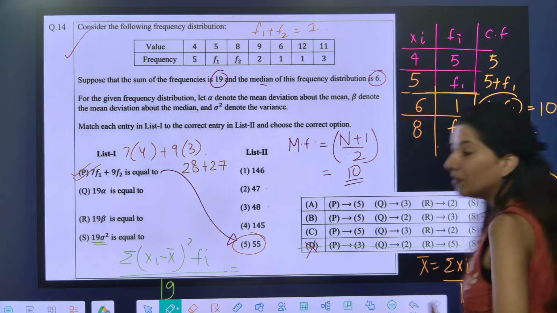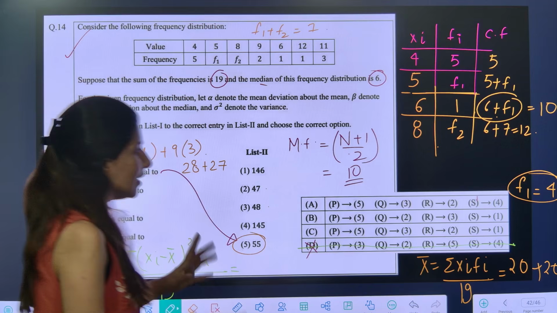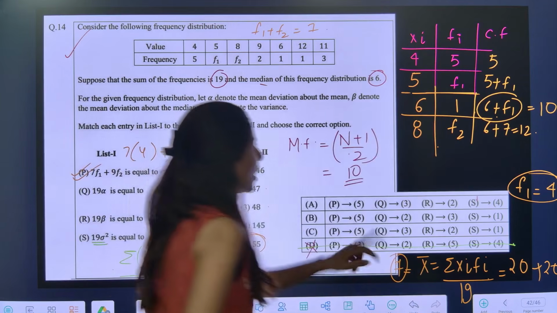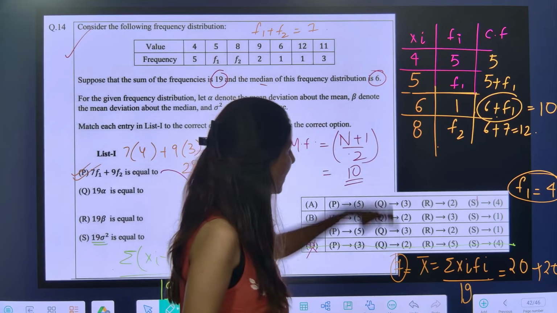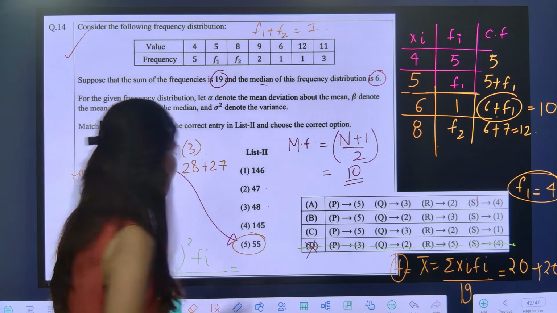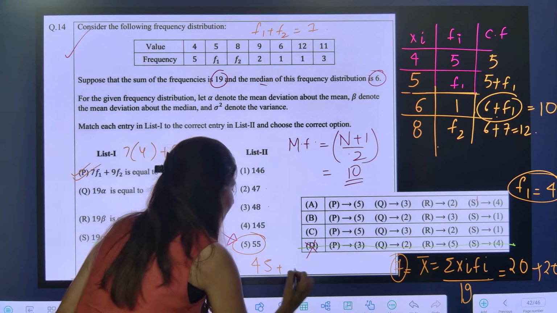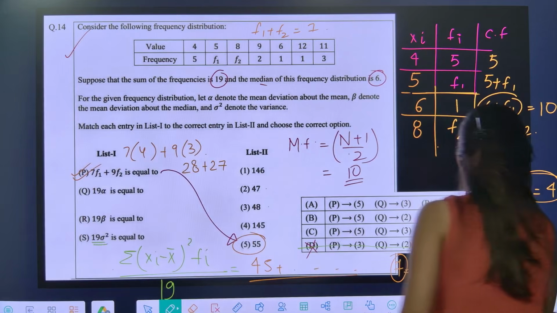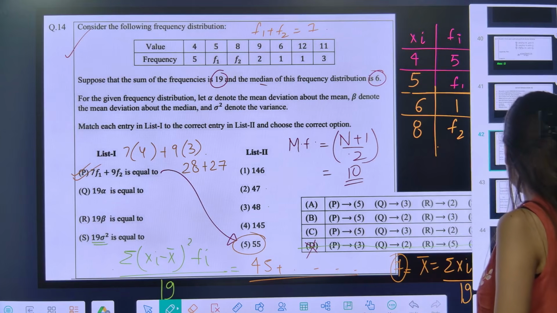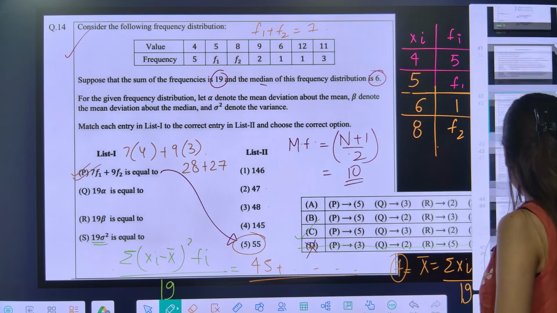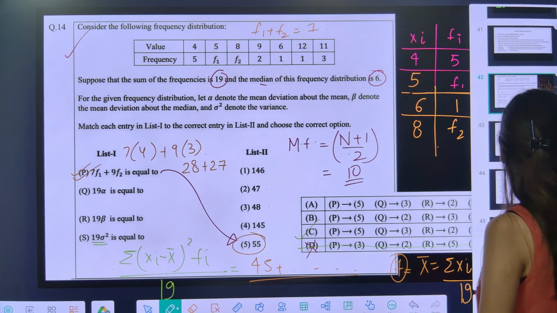So calculate the mean. Once you calculate it, the mean will be 7. Now 4 minus 7 is 3, 3 square is 9, 9 5s are 45. That is how you have to do it and eventually calculate. If you calculate, one answer will eventually match and option C will be the correct answer. All right, so this is how we have to do it.